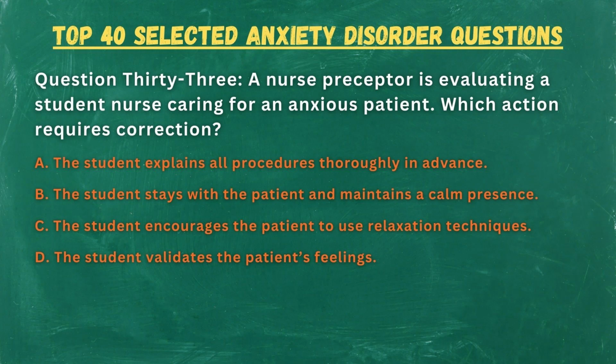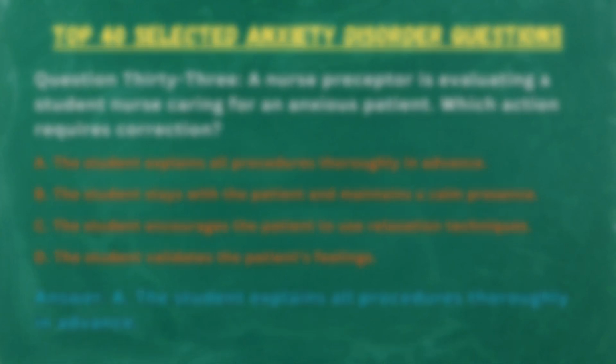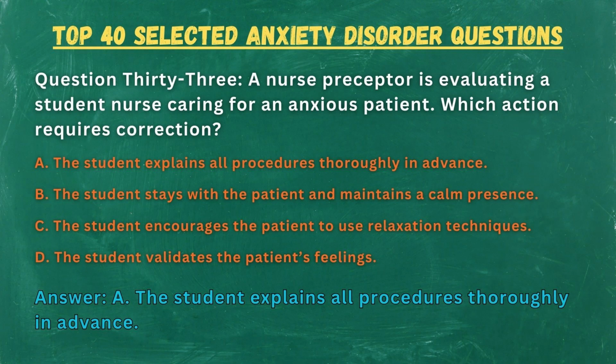Question 33. A nurse preceptor is evaluating a student nurse caring for an anxious patient. Which action requires correction? A. The student explains all procedures thoroughly in advance. B. The student stays with the patient and maintains a calm presence. C. The student encourages the patient to use relaxation techniques. D. The student validates the patient's feelings. Answer. A. The student explains all procedures thoroughly in advance.